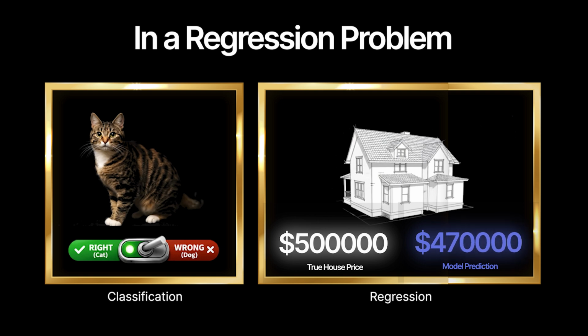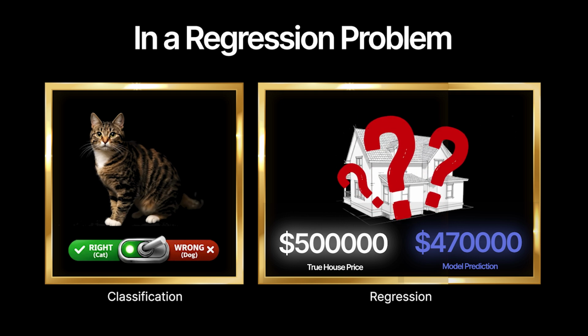So if you make a prediction of $470,000 while the true price of the house is $500,000, does that mean that the AI predicted an incorrect number? If it did, how wrong was it? How bad was it? Was it an acceptable mistake?